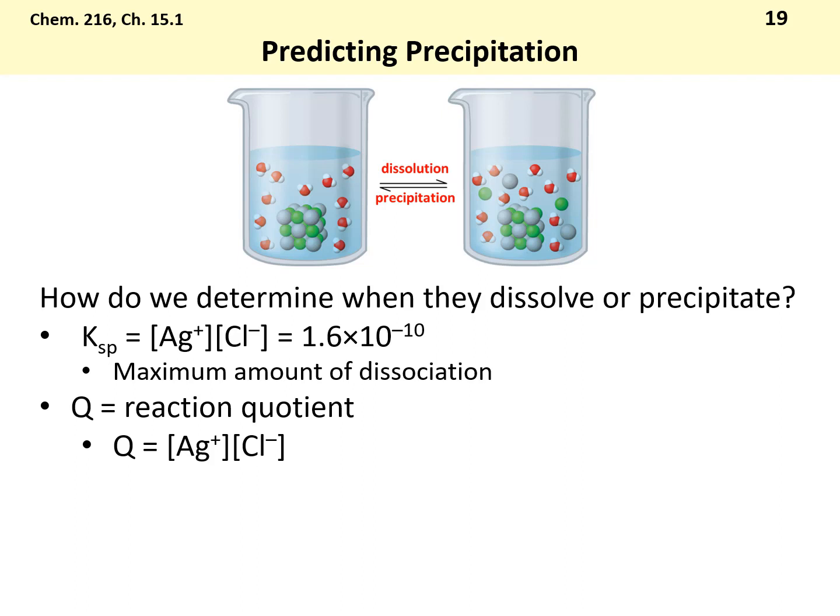So we've said that Ksp is the solubility product. For instance, for AgCl, it would be 1.6 times 10 to the minus 10. This tells us the maximum amount of dissociation. Okay.